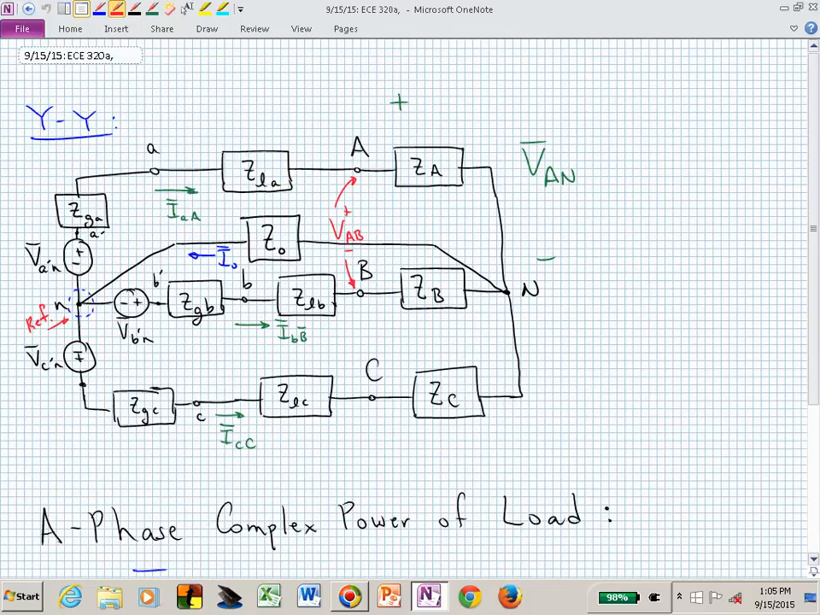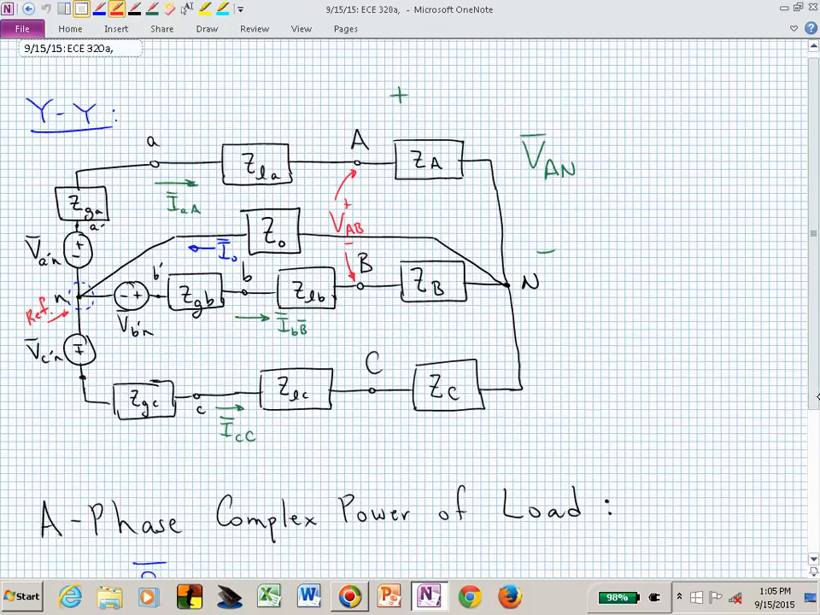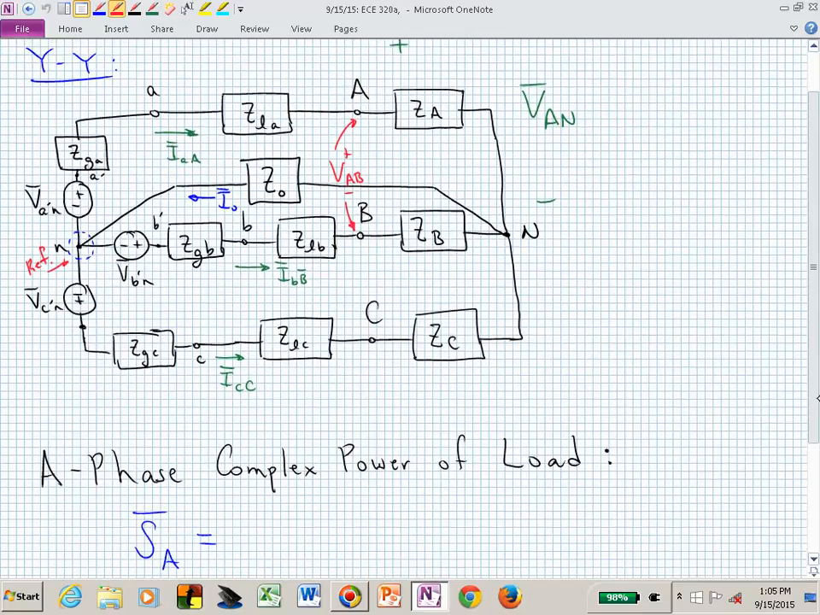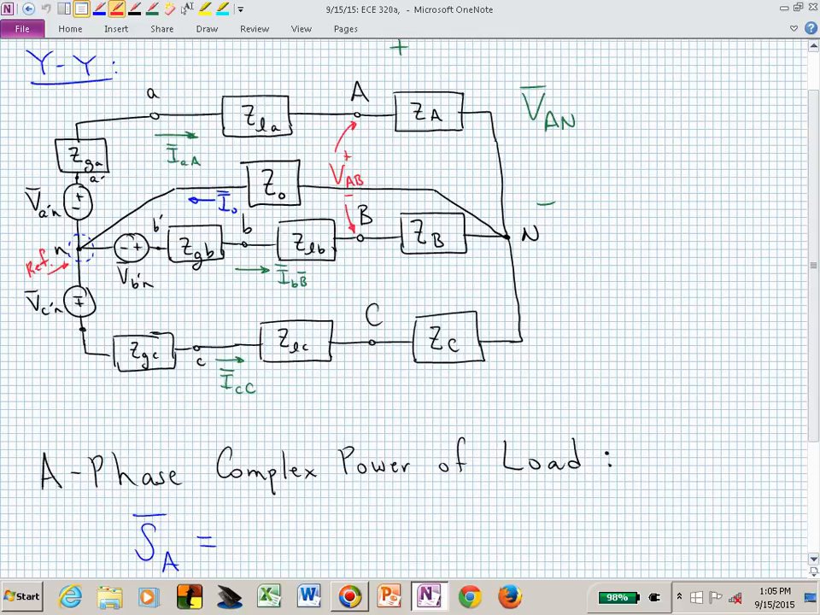Any more questions? All right, so now we have our YY configuration. I want you to tell me, how do I find the complex power in the A phase of the load? What expression or variables would you combine, and I'm assuming all of these variables are in RMS units. What equation would you use to find capital S sub A bar?